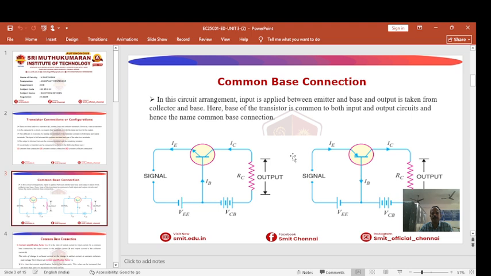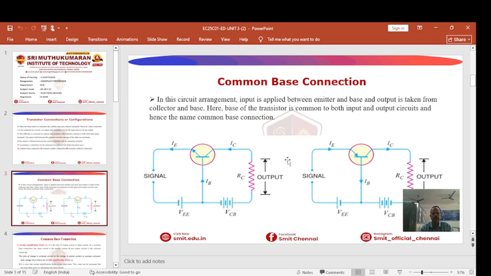Here the base terminal is common for both the input side as well as the output side. That is why it is called a common base connection. The input is applied between the emitter and base, and the output is taken from the collector and base. This is a typical configuration of a CB. The base is used as a common for both input and output circuits, hence the name common base connection.